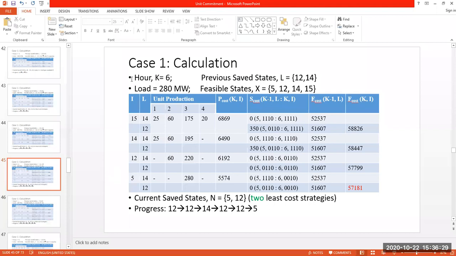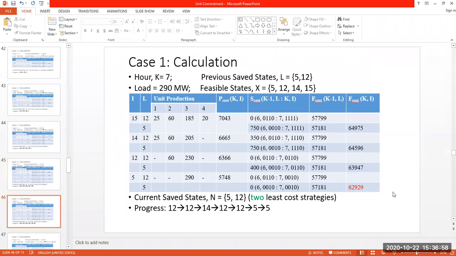So now in set I, you have all 4 combinations: 5, 12, 14, and 15. Then you calculate, and the least cost strategies are found to be the transition from 12 to 5, and the next least cost is the transition from 12 to 12. So I save these 2 strategies, 5 and 12, and the progress moves away from 12, it goes to 5. From hour number 7, it is still 5.